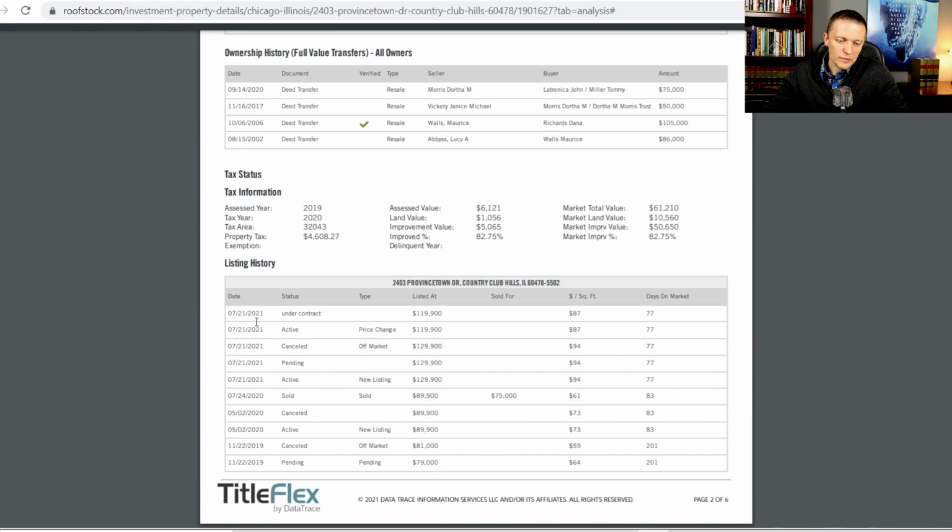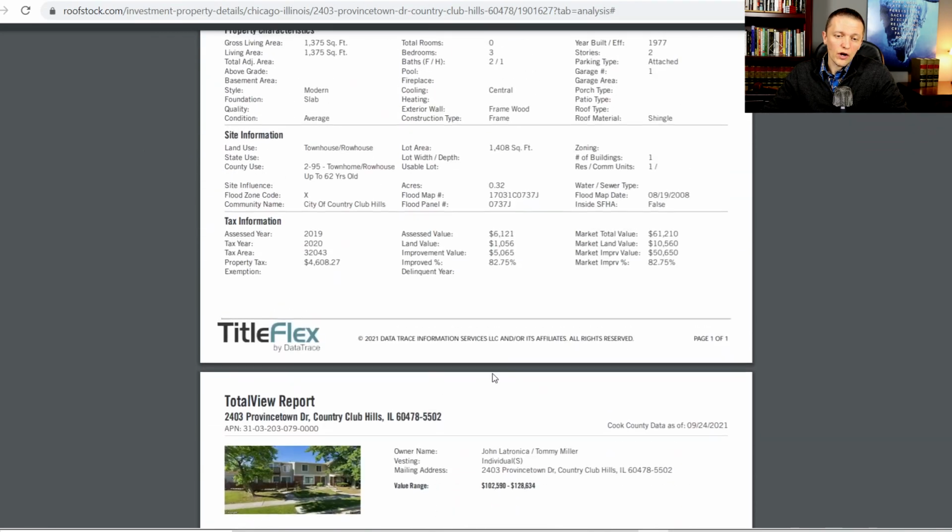It looks like this property was under contract as of July 21st, 2021. And at the time, its listing price was $119,900. To me, that suggests that there's probably some room to come down off the current price.